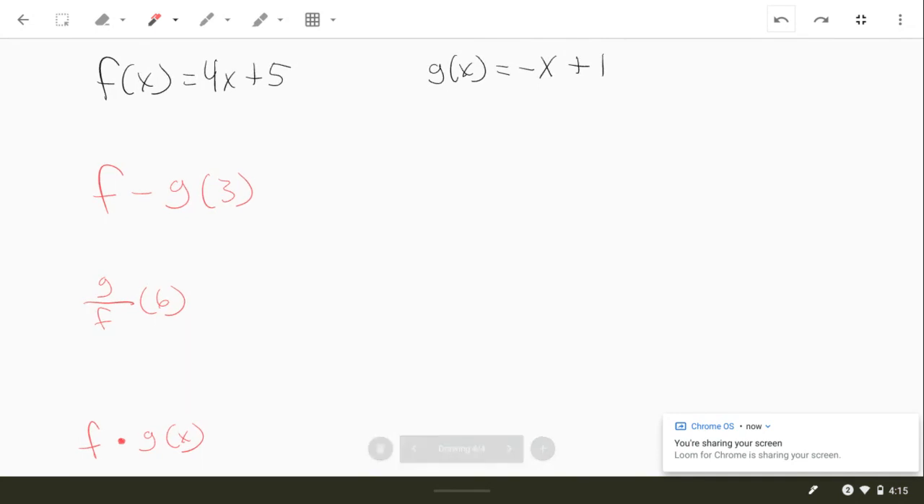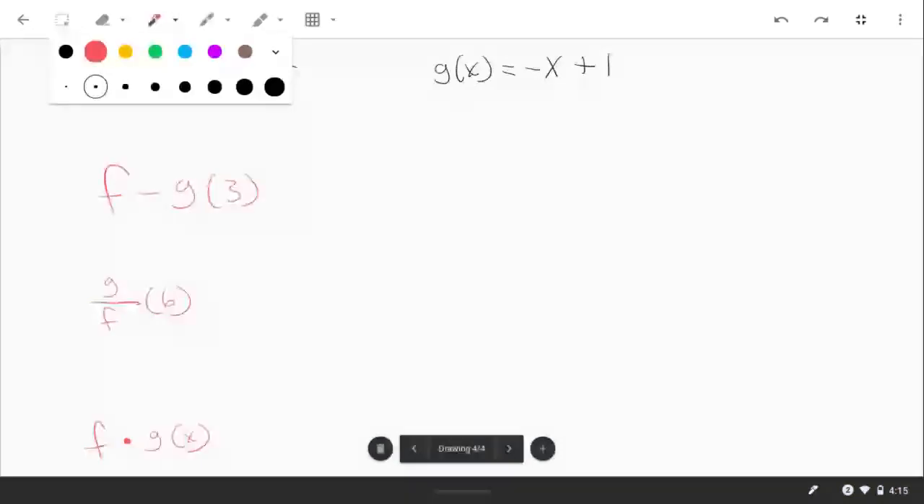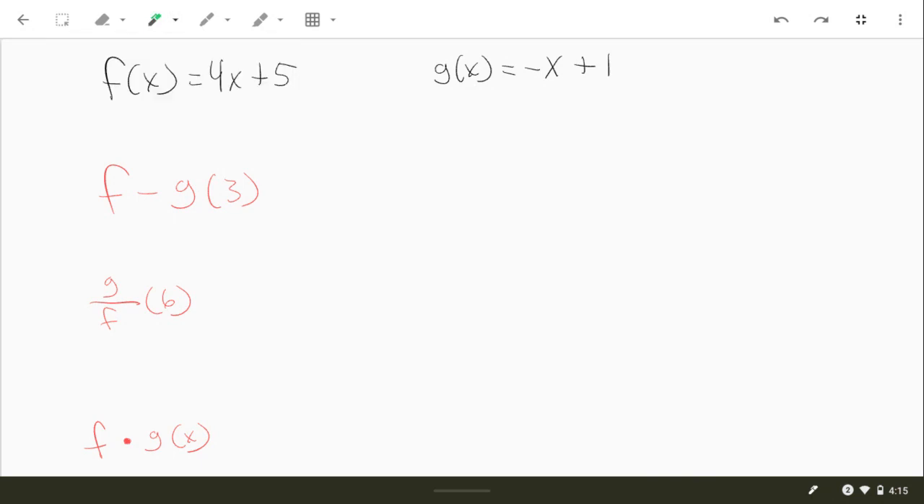Part three of the function review already. Holy moly, this is fast. I hope you guys are taking a second to digest all this stuff that you're relearning, I guess. So in this one, we're going to be adding, subtracting, multiplying, and dividing functions.